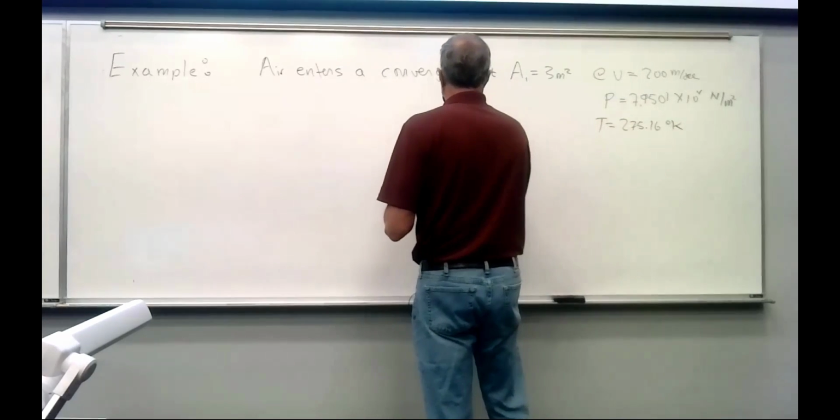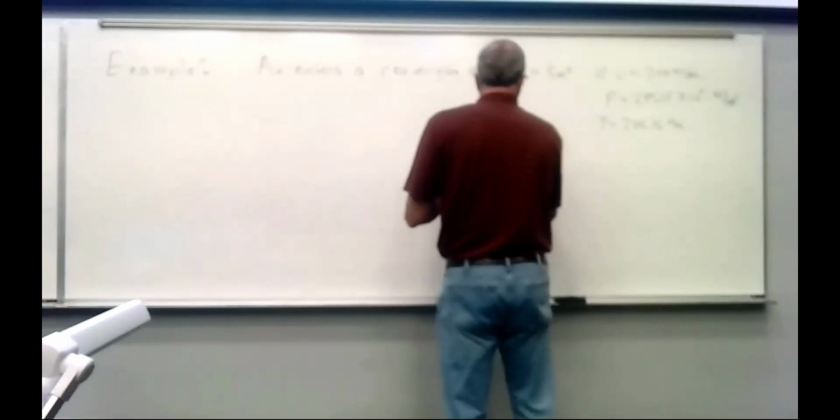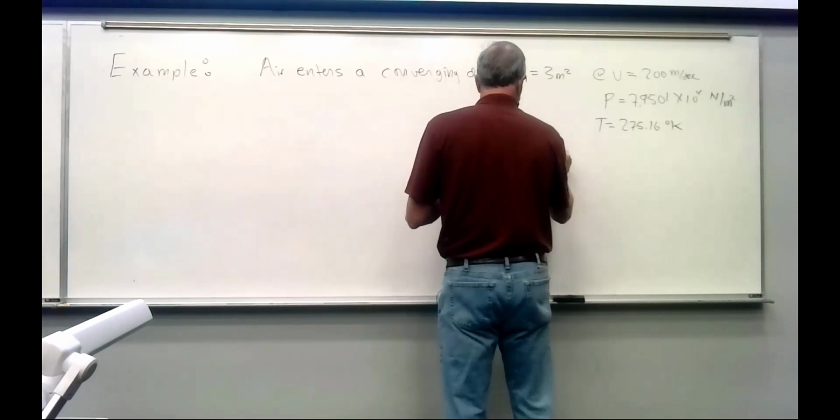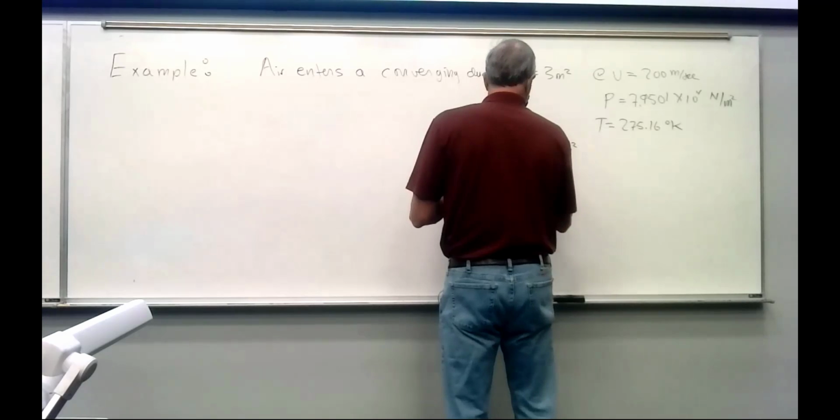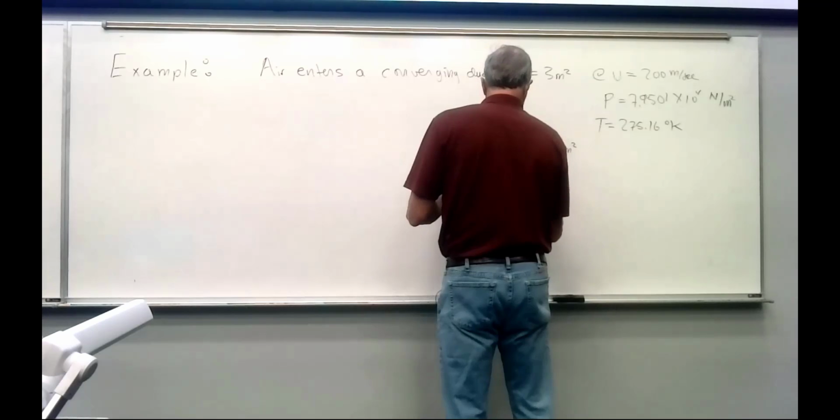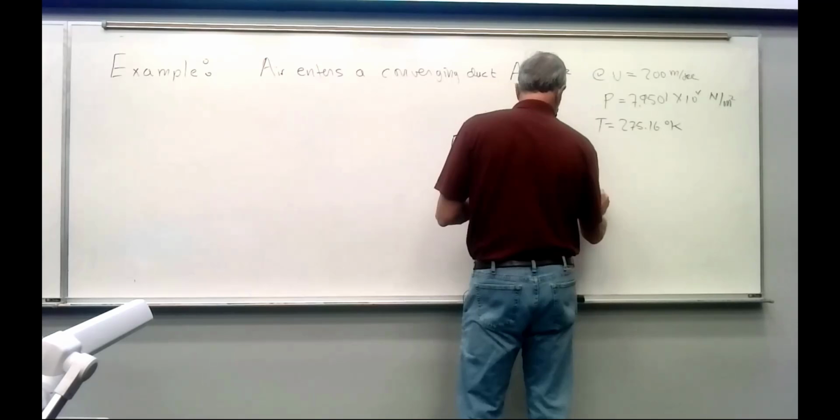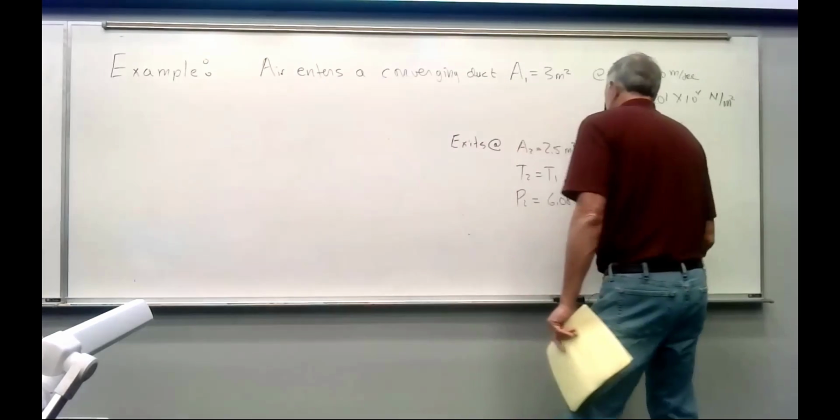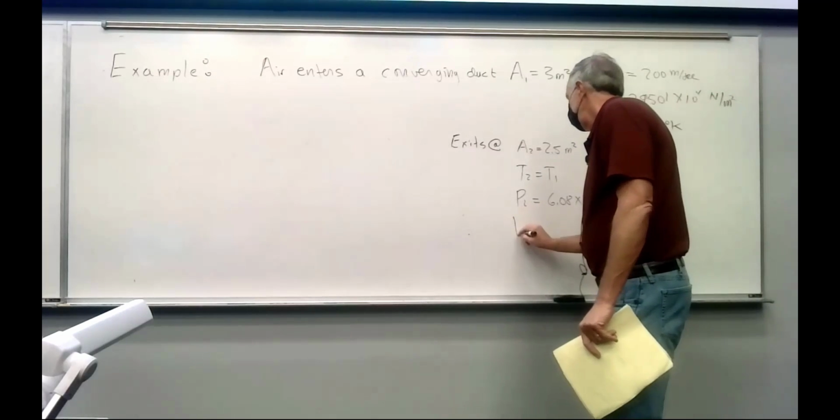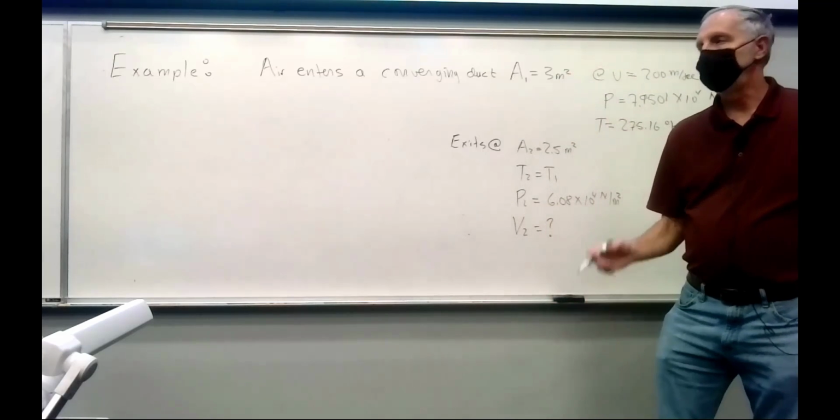And then it exits at an area, same temperature, and the pressure. Then we want to know, well, what is the velocity of the air coming out of the exit?